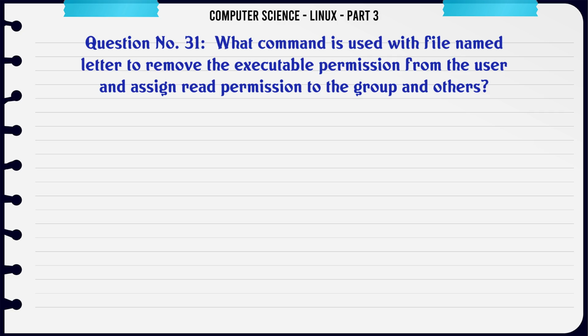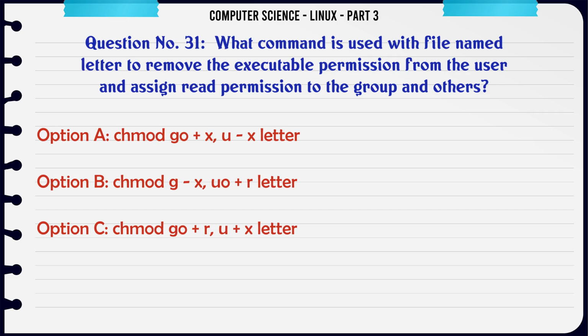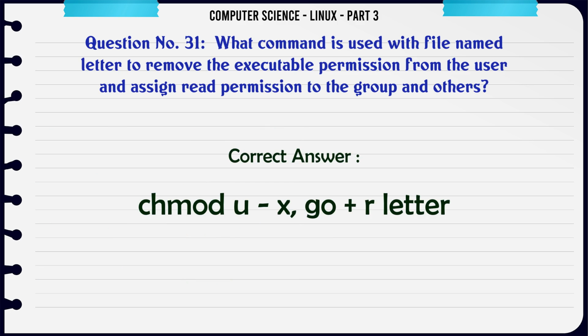What command is used with the file named letter to remove the executable permission from the user and assign read permission to the group and others? A. chmod go+x,u-x letter. B. chmod g+x,u-r letter. C. chmod go+r,u-x letter. D. chmod u-x,go+r letter. The correct answer is chmod u-x,go+r letter.